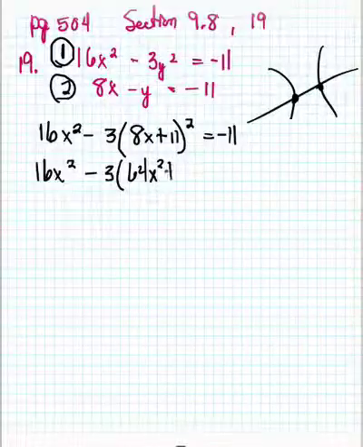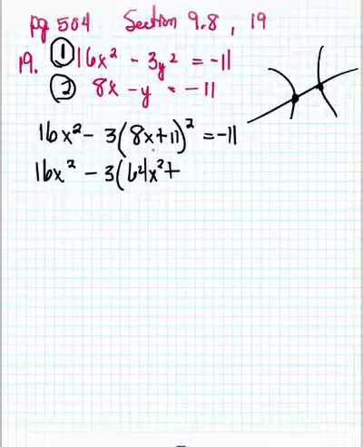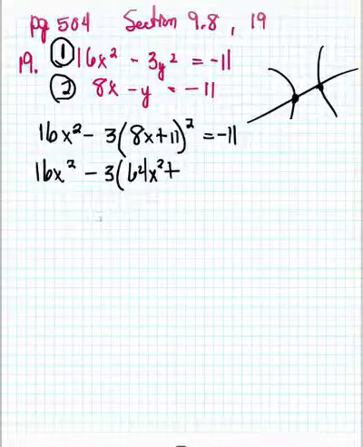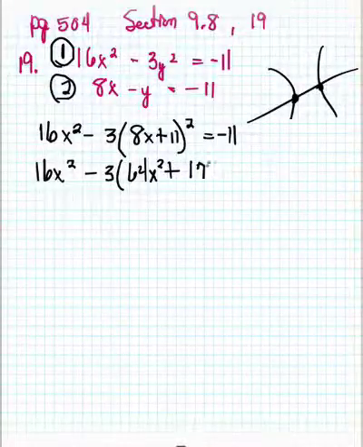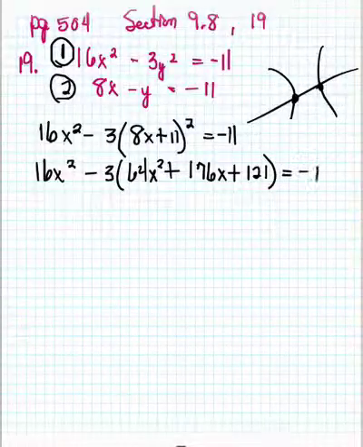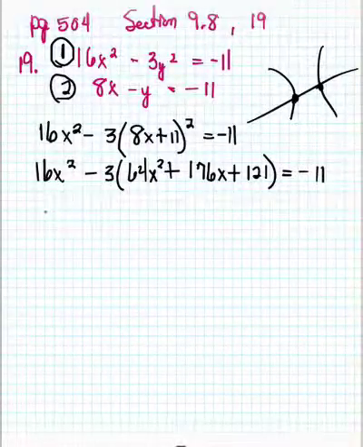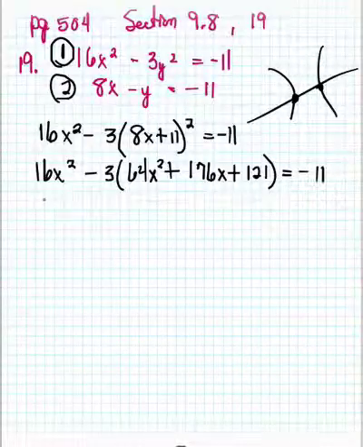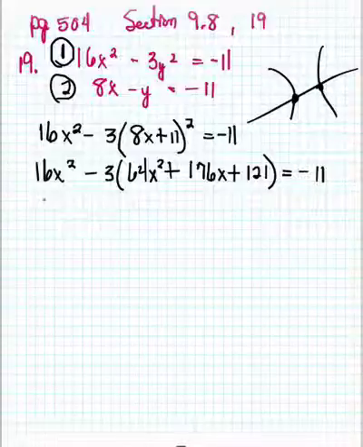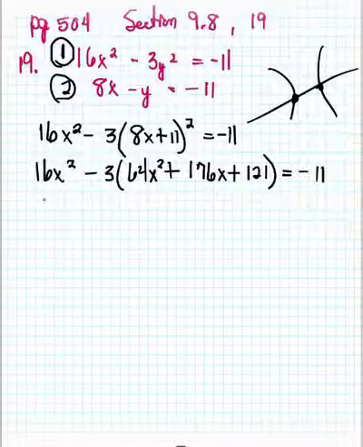So 16x squared minus 3 times 8x plus 11, what is that going to be? 64x squared plus 88x plus 88x, and 88 times 2 is 176. That's right. 176x plus 121, and that's going to equal negative 11. Now I've got to multiply 3 by everything: 3 times 64, 3 times 176, and 3 times 121.